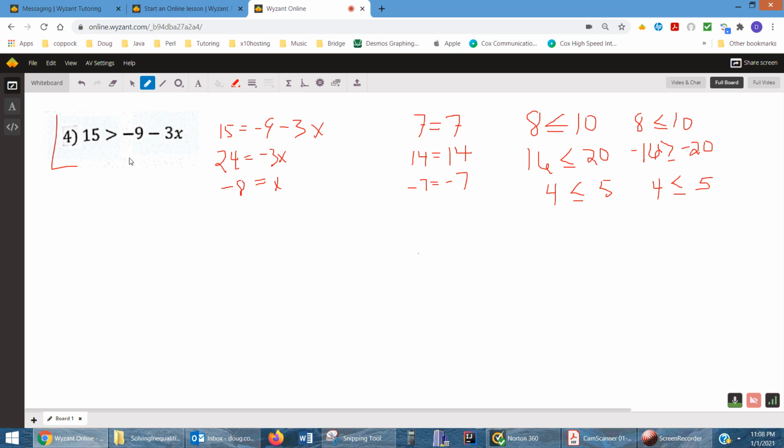Okay. Well, we follow a similar pattern over here. We can still add 9 to both sides and get 24 is greater than -3x.